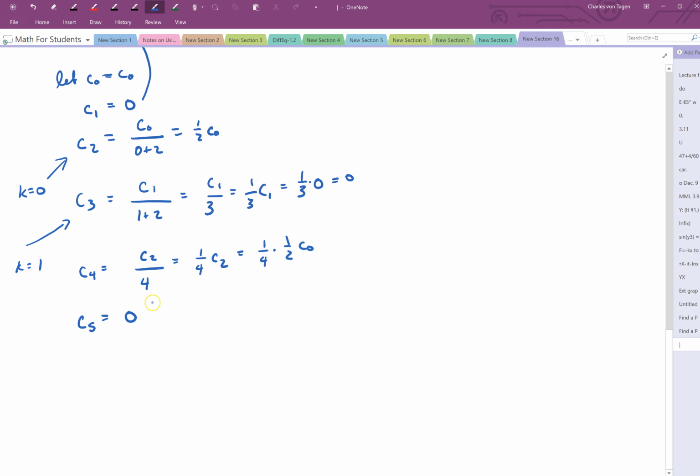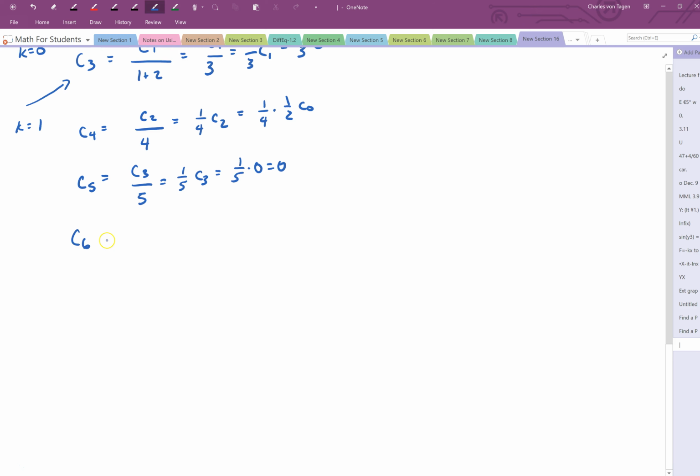C5, by the argument we just made, is going to always, all the odd terms will be 0. Do you see why? Well, let's just go ahead and confirm that. So this would be C3 over 5, which is 1/5 C3, but we said C3 is 0, so we get 1/5 times 0, or 0. Okay, we'll do one more even term and see what's going on. So this C6 will be C4 over 6, which is equal to 1/6 C4, which is equal to, let's see, we said C4 was 1/4 times 1/2 times C0.